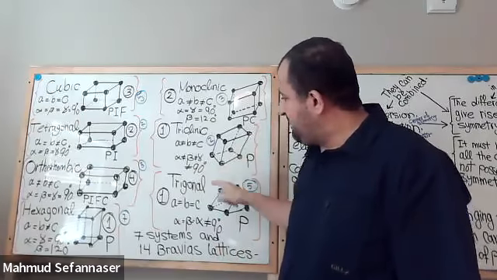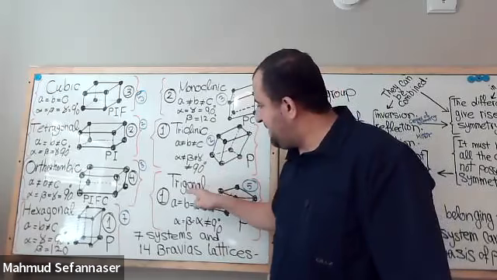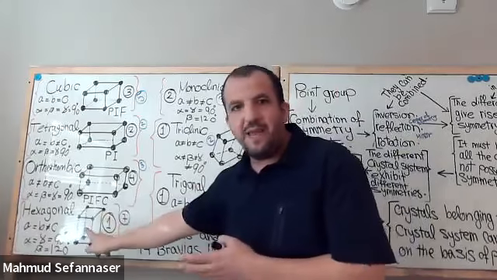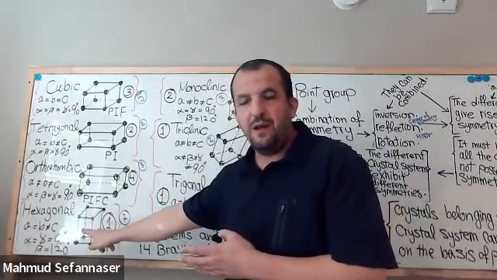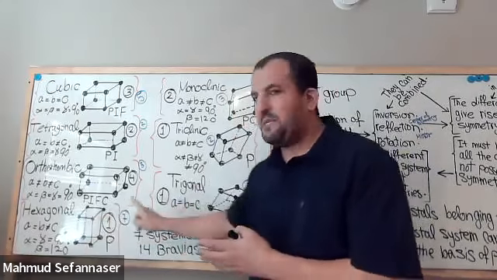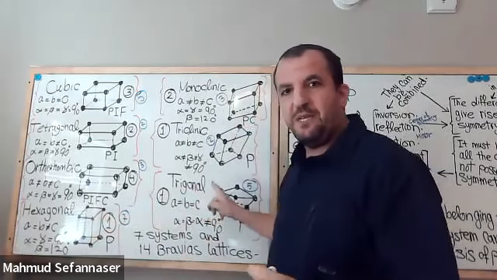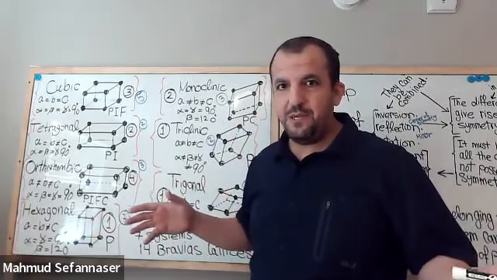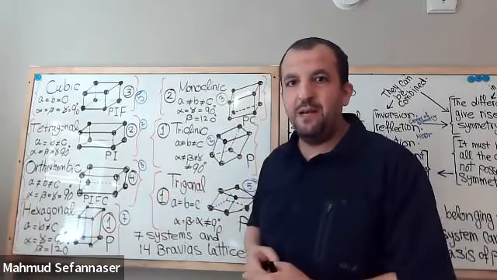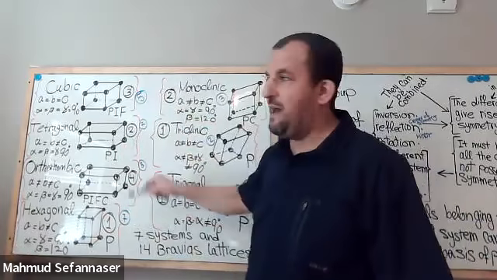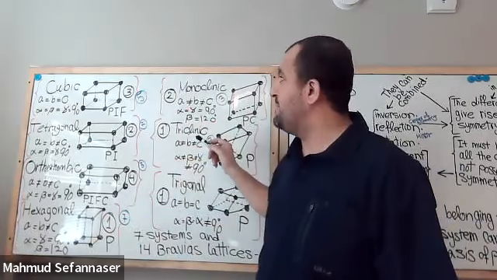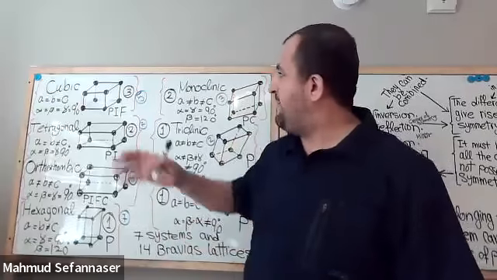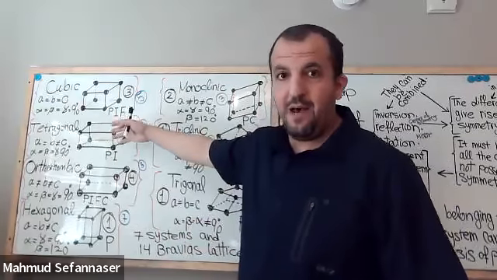We can see that the trigonal right here can be considered a branch of the hexagonal crystal system. That's possible, but people classified the trigonal as a crystal system, so we need to respect that. So you can see in total that we have 7 crystal systems, and each one of these crystal systems, guys, is different from the others.